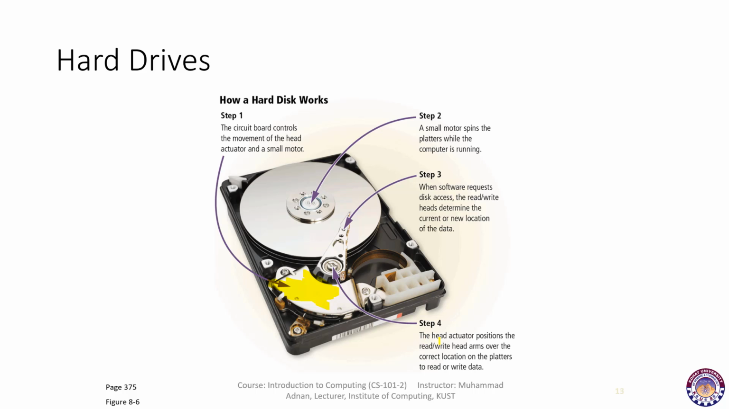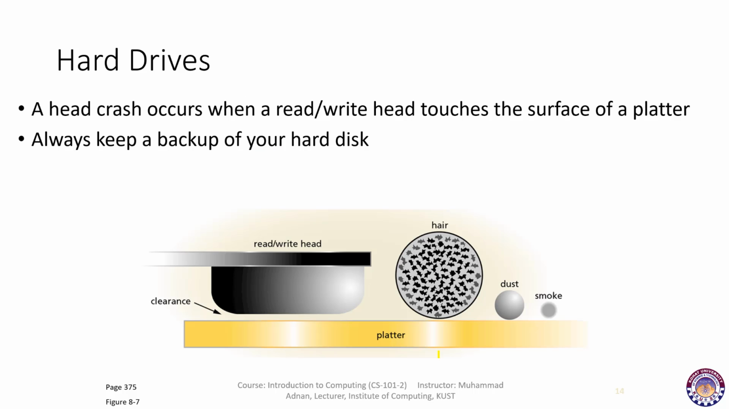In step 4, the head actuator positions the read-write arm over the correct location on the platter to read or write the data. So what happens? First, the disk revolves, and then once you get a particular sector or track, in order to go to that particular sector, the head is moved to and fro in order to read or write the data.